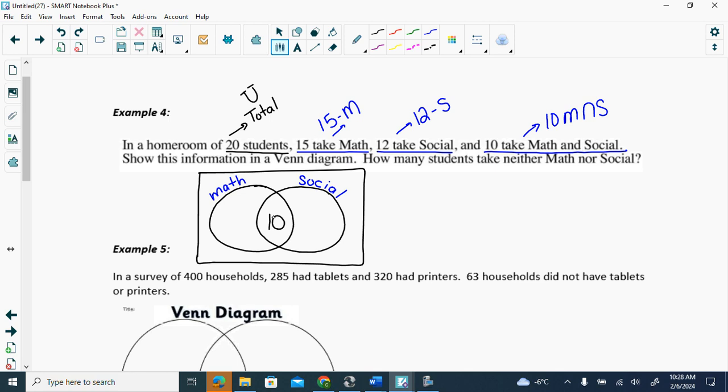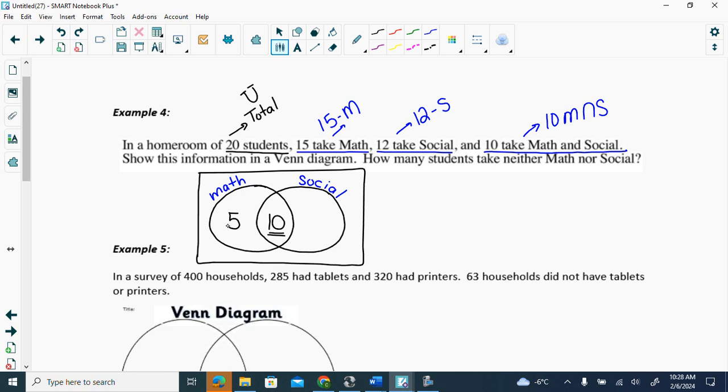10. So how many take math only? 5. You have to remember to subtract. Do you see why I have to do the middle first? If they said 15 take math only, I can go put a 15 right there at any point in time. But they didn't say only, they said take math, correct? So there's already 10 taking math. So in this one, I have 5.